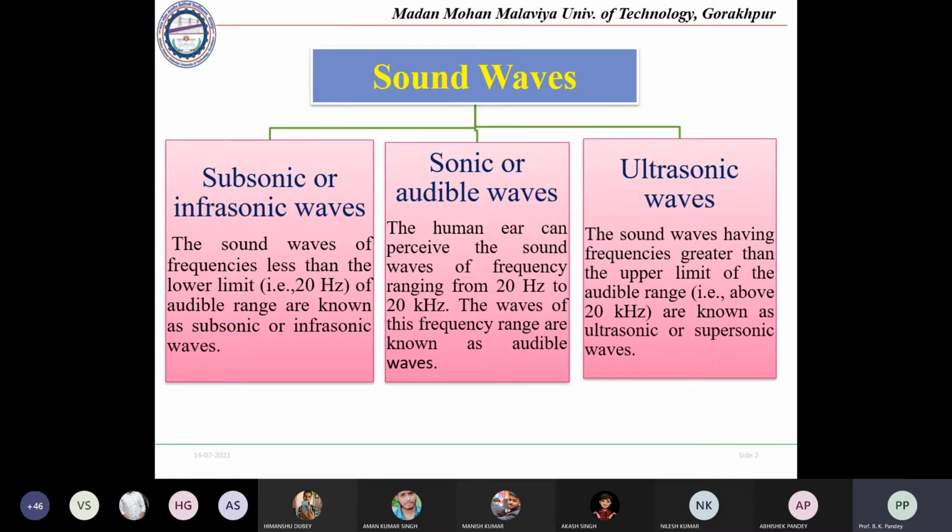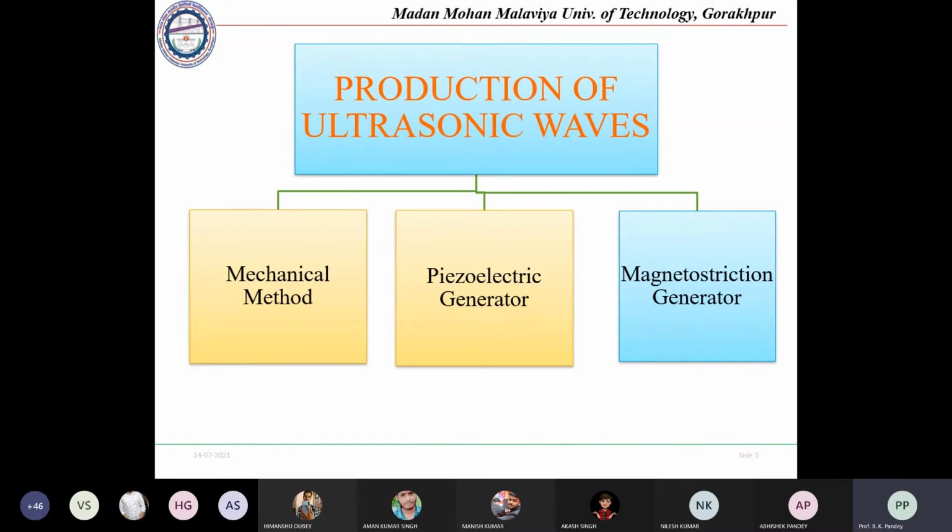Beyond that limit, we have the ultrasonic waves, and they can be produced by specific instruments or some animals and some birds, as I already showed on the first PPT. Now let's see how they can actually be produced. There are different methods to produce ultrasonic waves, and most of them are the mechanical method and the piezoelectric effect. The piezoelectric effect has been used in the piezoelectric generator and the magnetostriction generator.